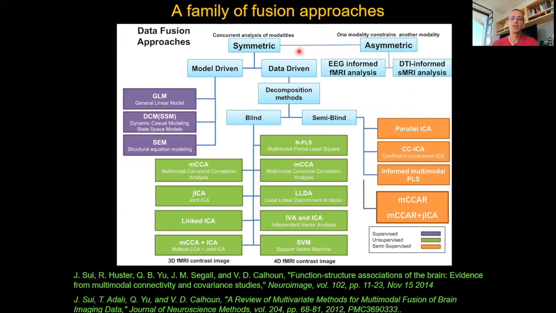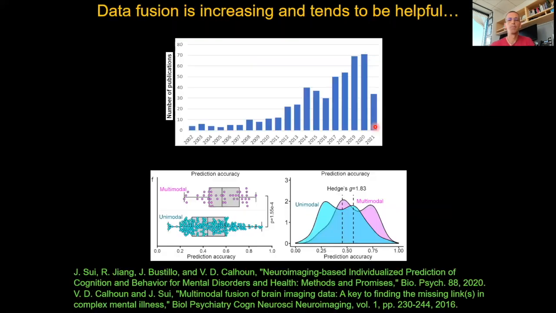We talked about symmetric, asymmetric, model-driven, and data-driven approaches. And here we have different kinds of blind source separation, and then you can have semi-blind where you have some constraints. So there's a lot of choices out here, and it's hard to compare these approaches to one another.